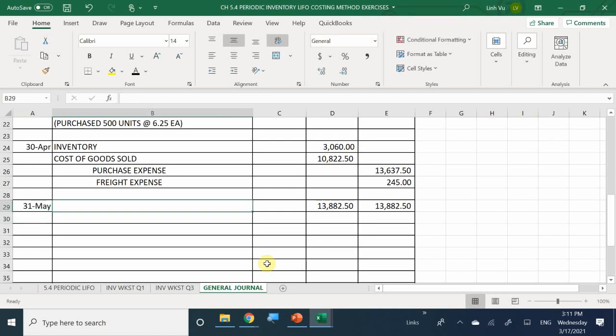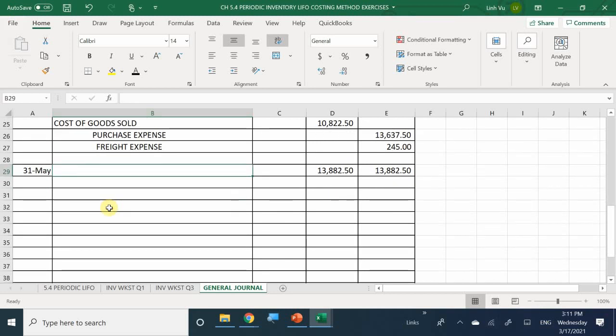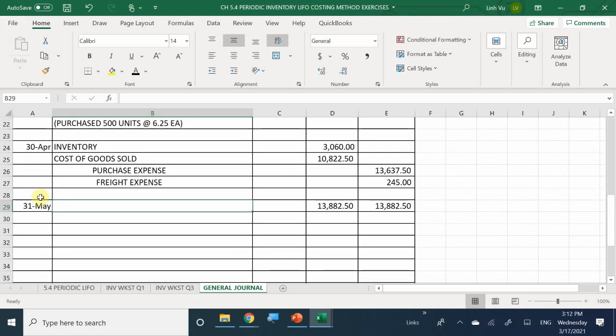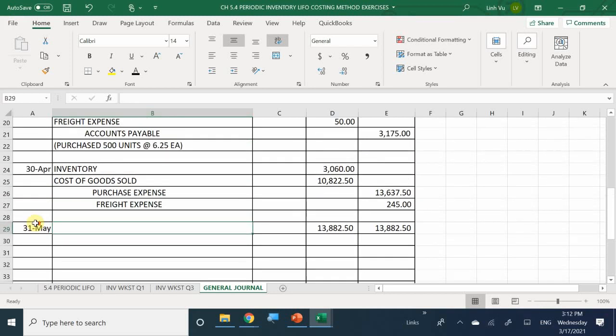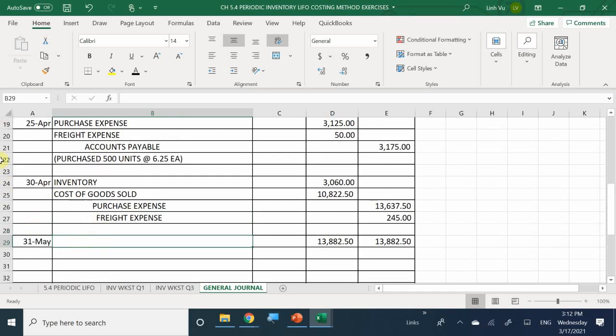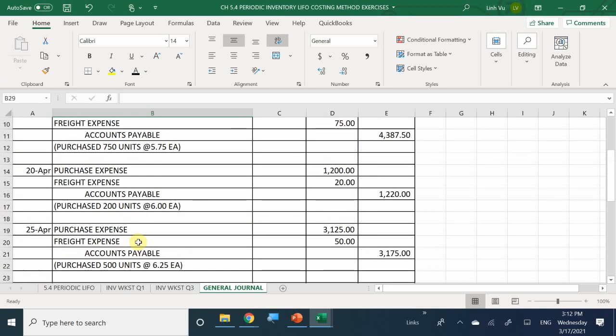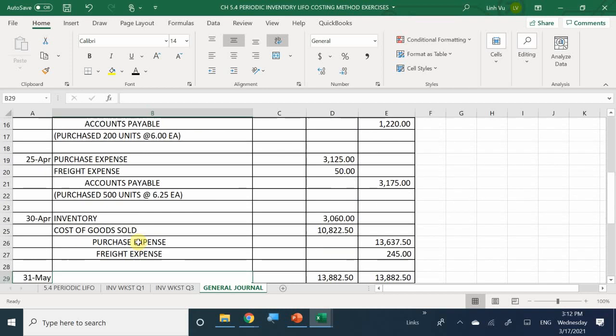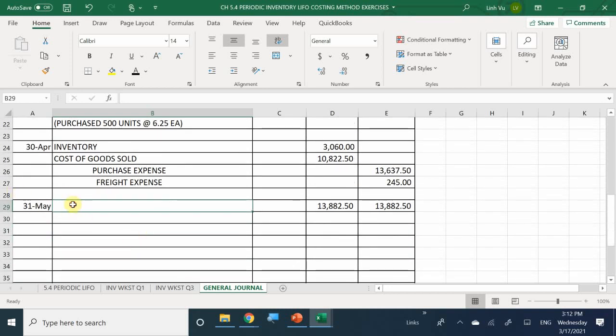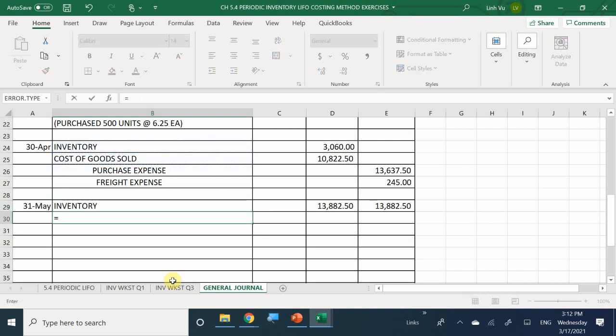I'll go down a little bit. I think you're on the same line. Wait, we're starting on May 31st? Mm-hmm. Because I told you we're not going to journalize any of the transactions because they're just going to be rinse and repeat. Okay, so the May 31st, and then it would be inventory? It'd be inventory. Good. What else? And then cost of goods?